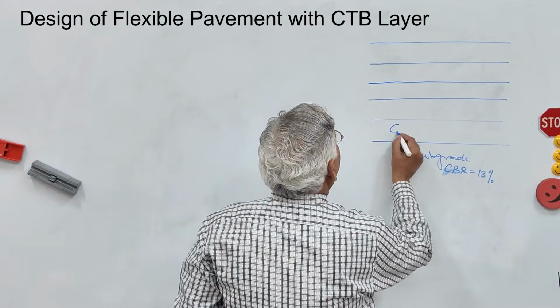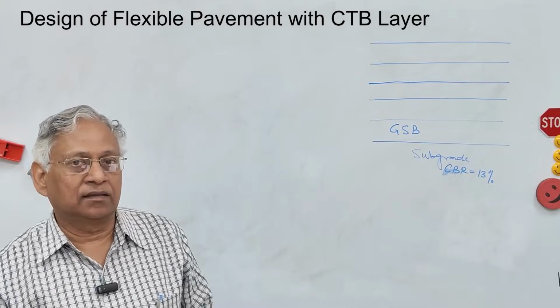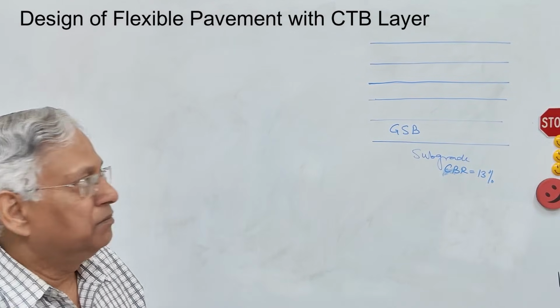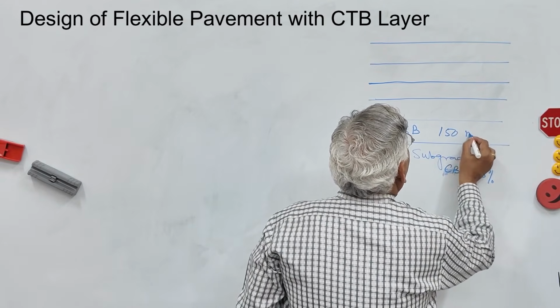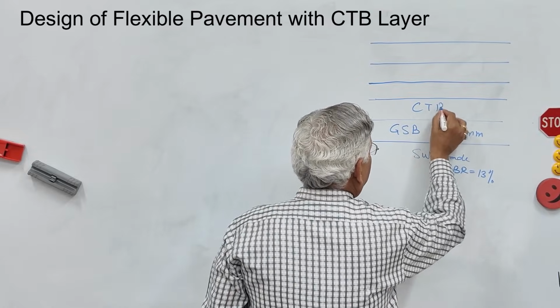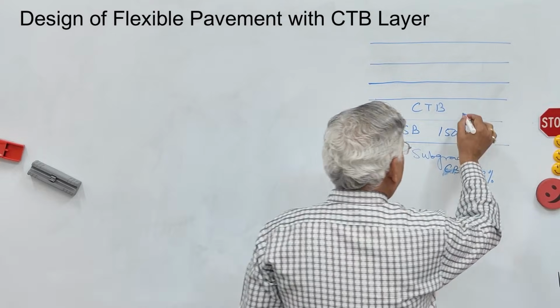Now as per IRC 37, minimum thickness of GSB when it is laid in single layer, it should act as a drainage cum filter layer, and minimum thickness is specified as 150 millimeter. So let us take 150 millimeter. Above that you have CTB, cement treated base, let us say 180 millimeter thickness.